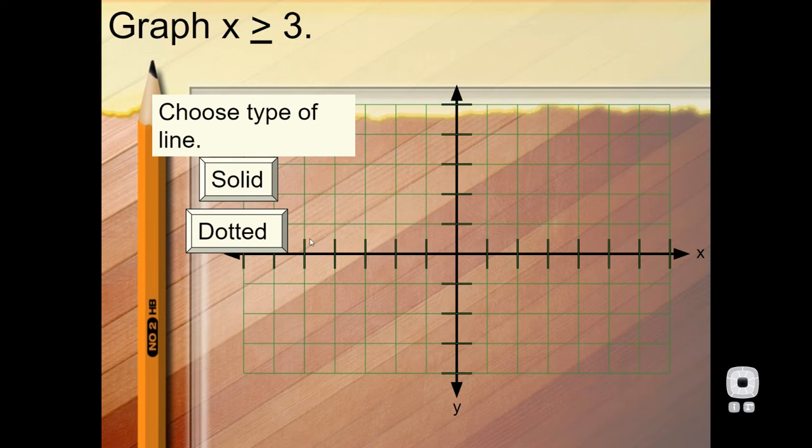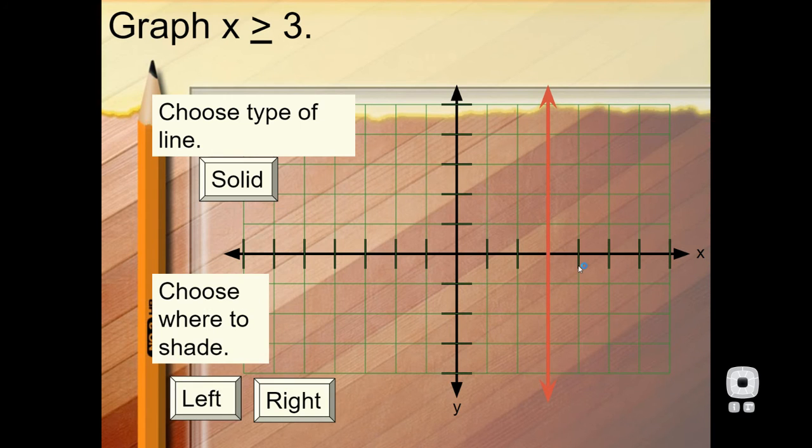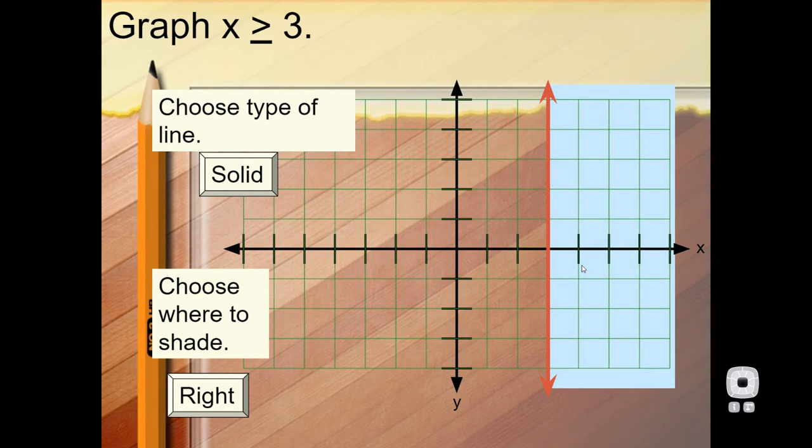What type of line do I use here, solid or dotted? Well, it's got to be a solid line because I have my equal to part. There's the line to tell me. And it's going to be a vertical line at 3. So now, where do I shade? Left or right? Greater than, shade to the right.